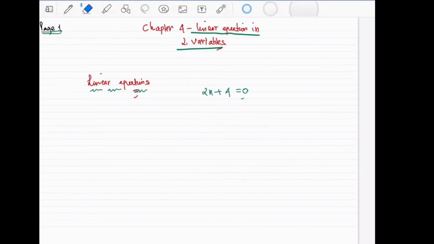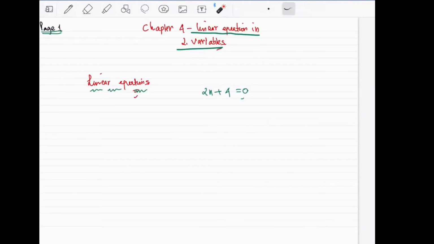But the topic doesn't just say linear equations, right? It says linear equation in what? In two variables. Here we have only one type of variable. The variable is x. So it's only one type, right?